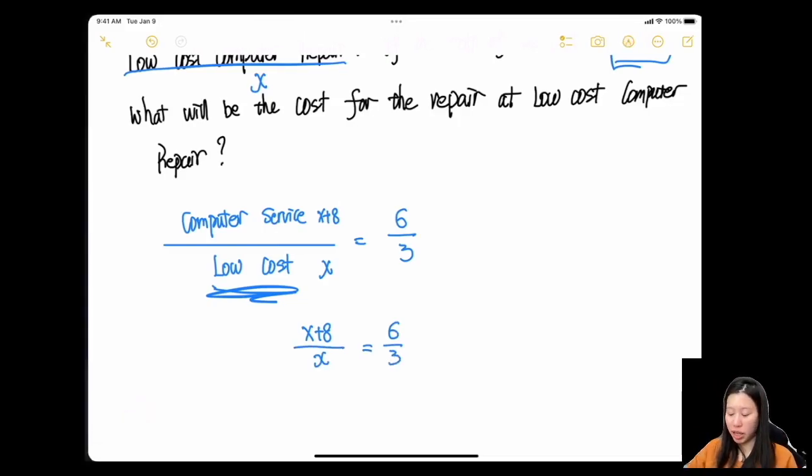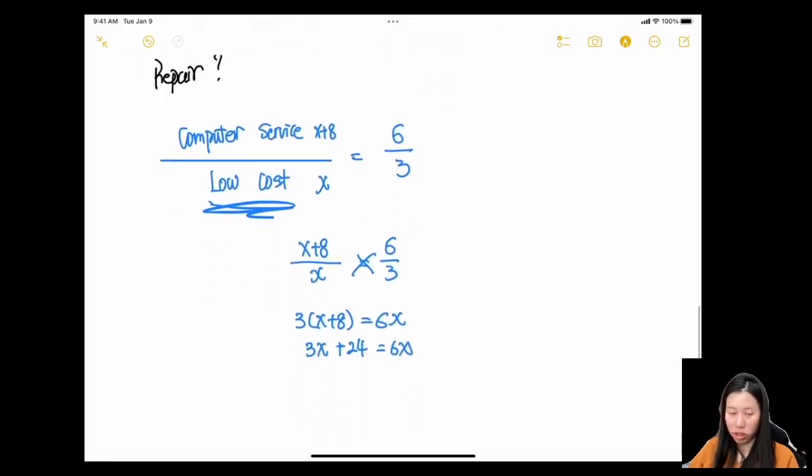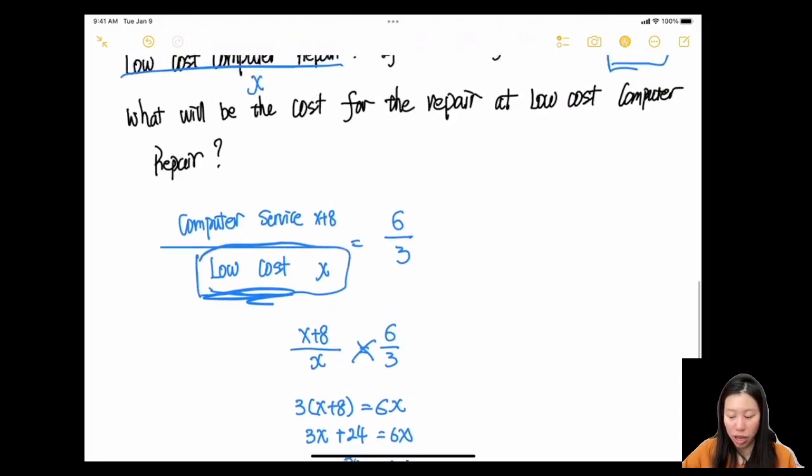Cross multiply. So I have 3 times X plus 8 equals 6X. Simplify it, we have 3X plus 24 equals 6X. Subtract 3X on both sides. I have 24 equals 3X, divided by 3 on both sides. So I have 8 equals X. So 8 is the cost of the low-cost computer repair.